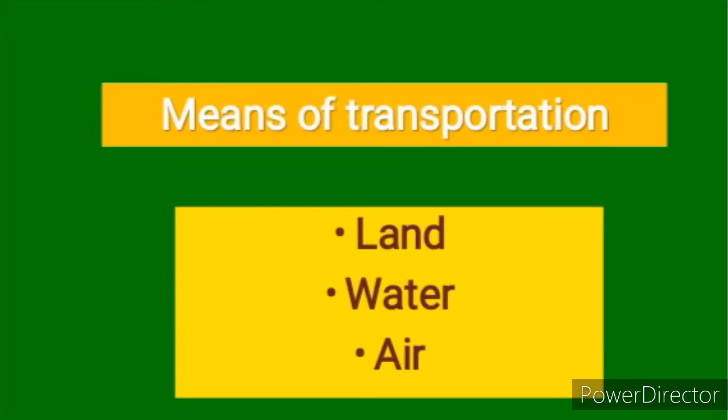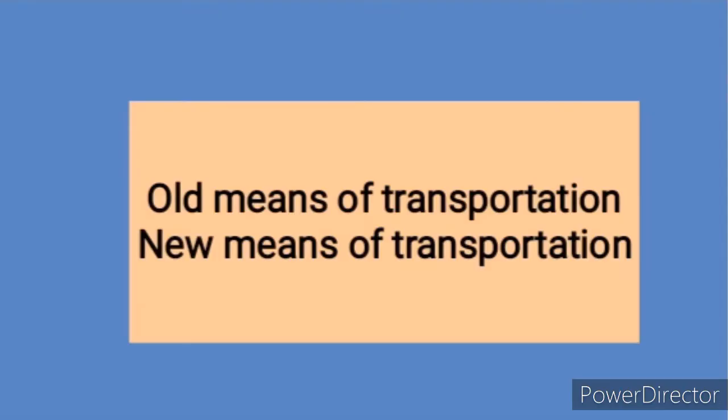Okay, so now let's look at the different means of transportation. We have transportation by land, transportation by water, and transportation by air. These are the various means of transportation that we have. And also there was a way people and goods were moved in time past. We call that the old means of transportation. And then we have some new ways that people are moved from one place to the other. We call that the new or the modern means of transportation.